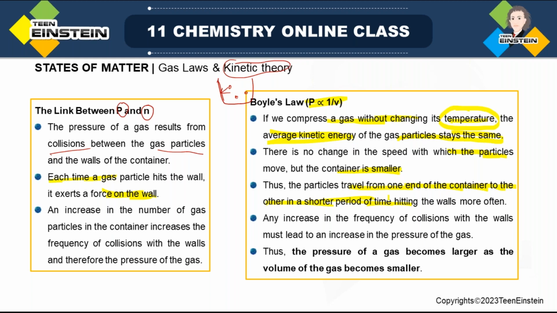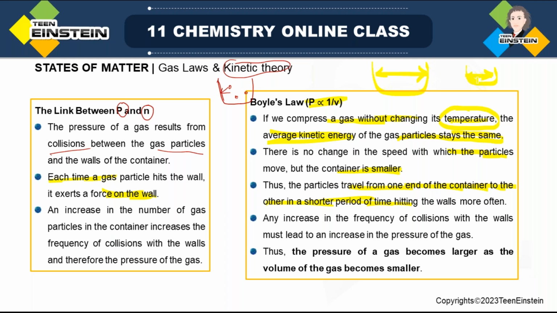So speed is the same, but now the space available has decreased because we have decreased the volume. So now what will happen? The particle travels from one end of the container to the other. Suppose this is the container, this is the distance from one corner to another corner. Now as we have decreased the volume, this distance is less compared to the previous state, but speed is the same. So what will happen? Obviously now it will hit the wall more often. The frequency of hitting the wall will increase because now the time is shorter.